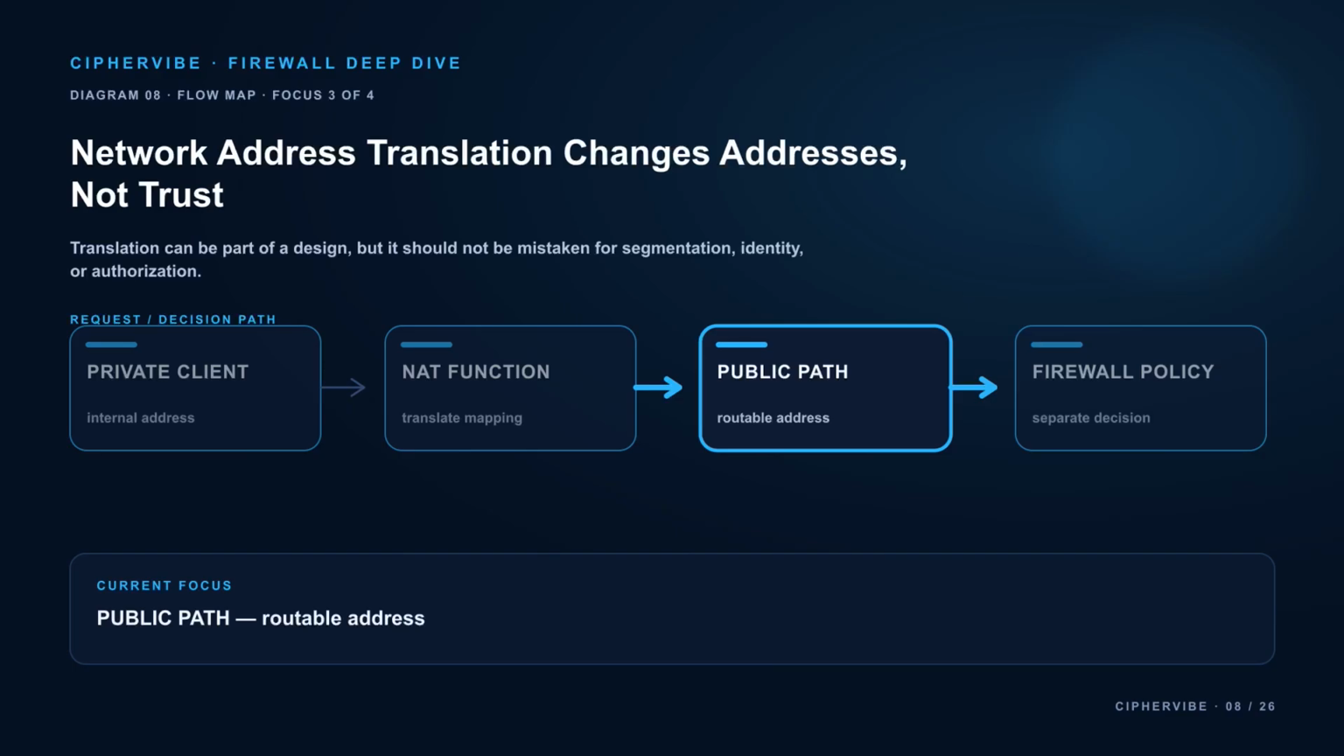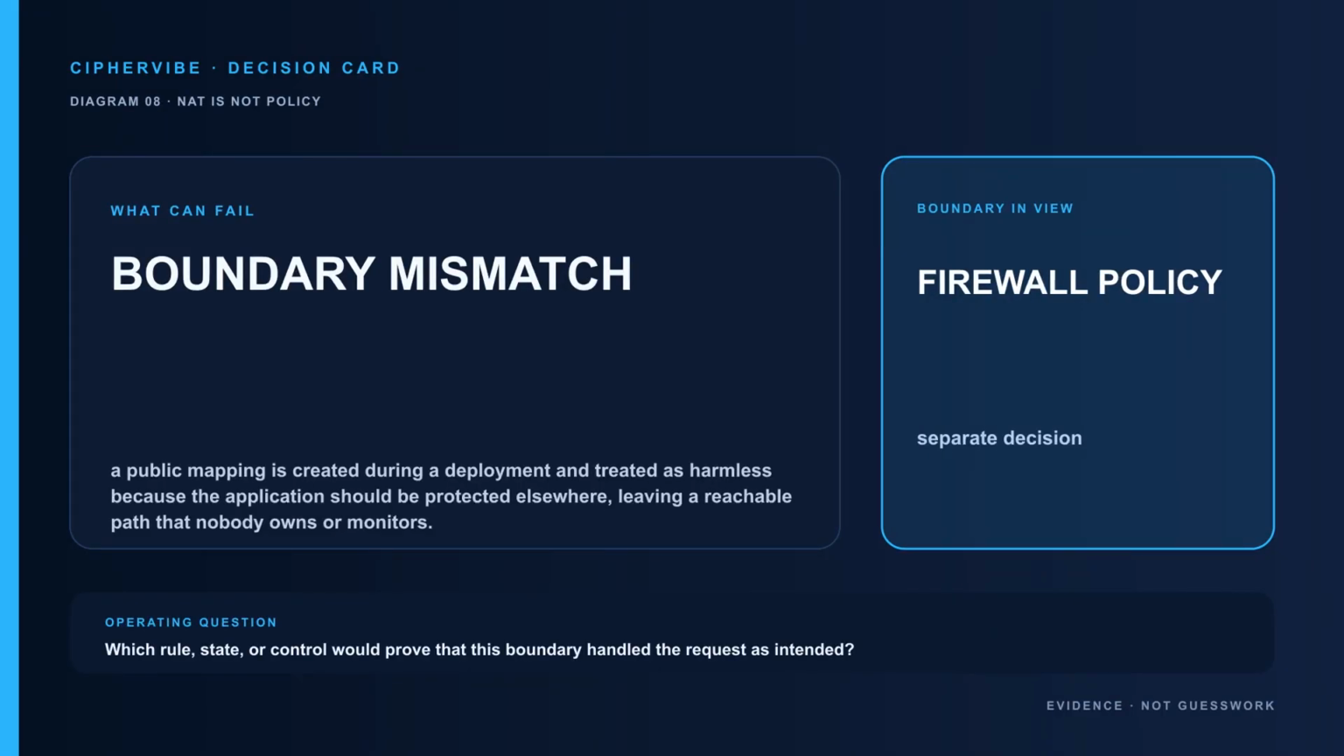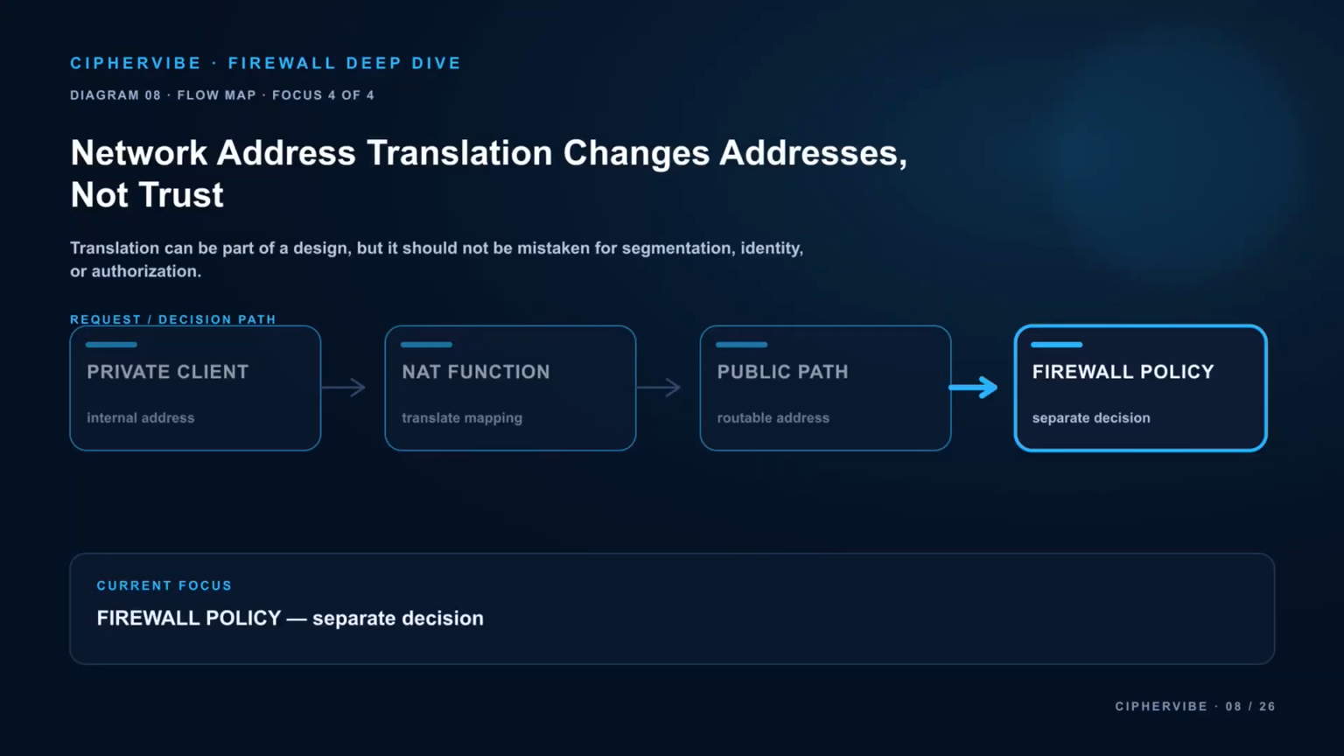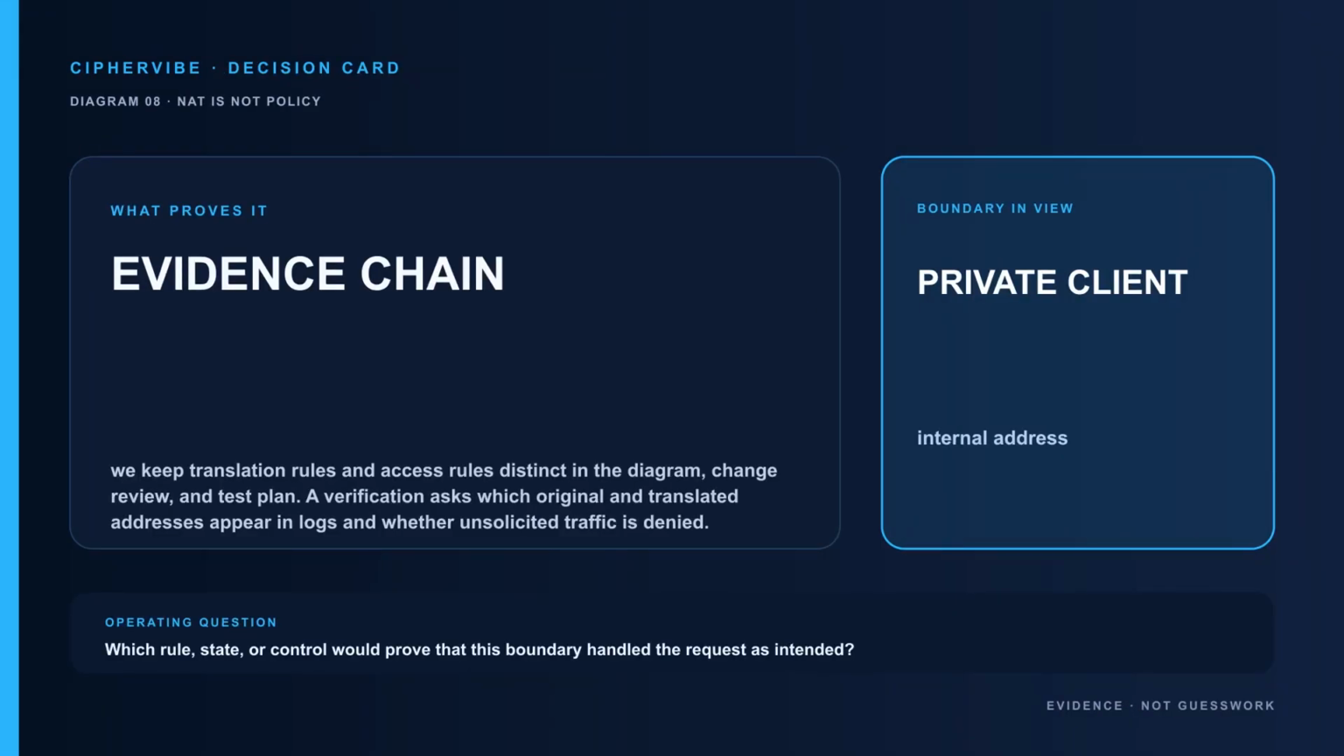A translated address may still need an explicit allow policy. An allowed session may still be translated. The safe design documents both transformations and decisions instead of assuming one implies the other. Mechanically, the device applies a translation rule at a defined point in packet processing, creating a mapping that must align with routing, state tracking, return traffic, and the security policy model.